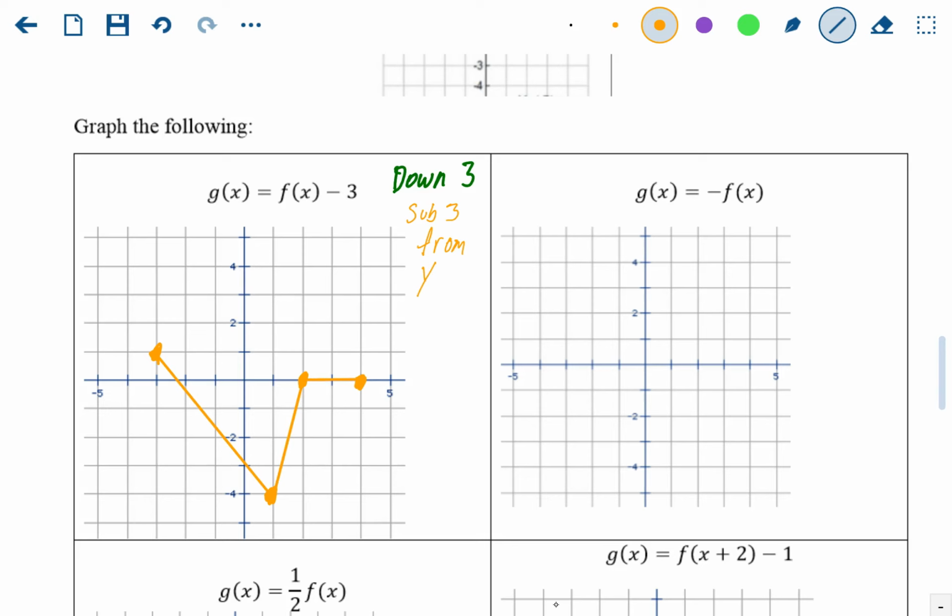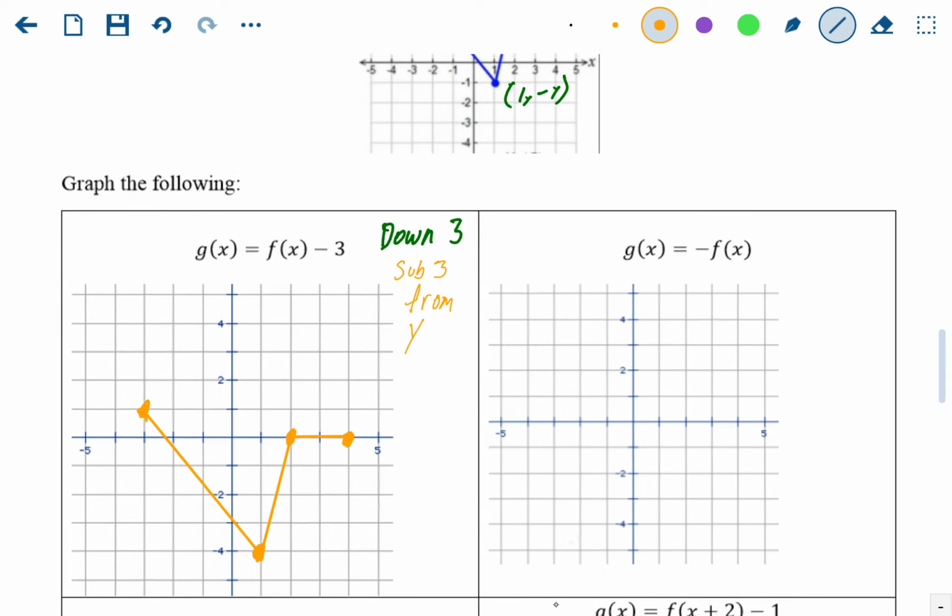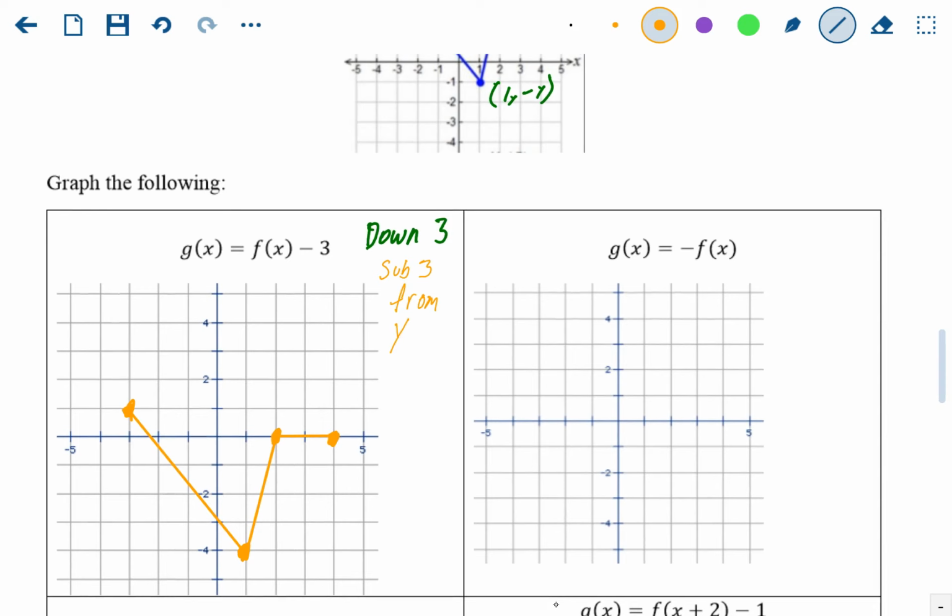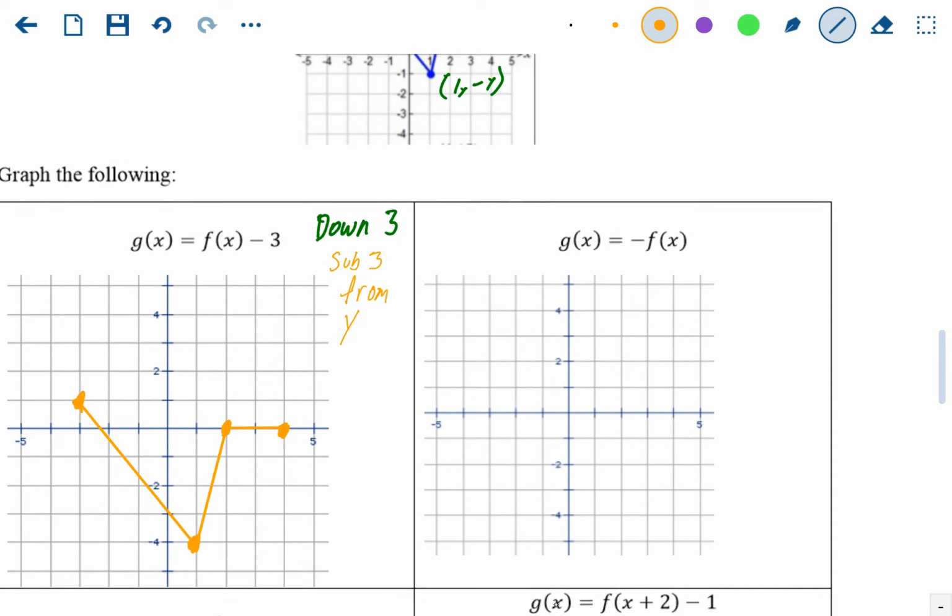Okay. So it's just the original graph shifted down 3 units. So it took 3 away from every y value. The second one, g of x equals negative f of x. So this graph is just a reflection. It's reflected over the x-axis.